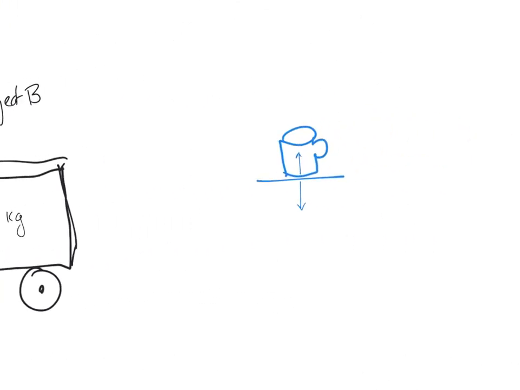This applies in everyday life, so if you put a cup or anything on a table, then it's not going to fall through the table because this table applies equal and opposite force back on to the object at rest.